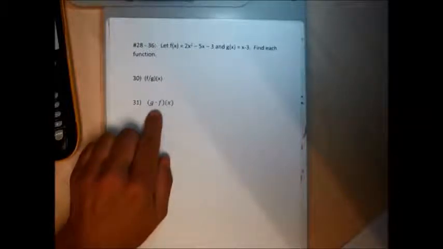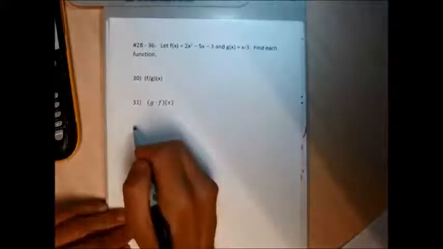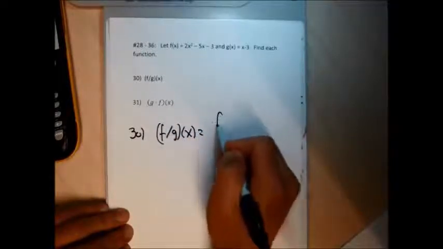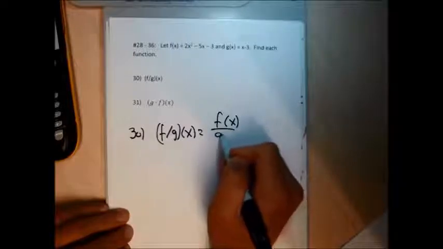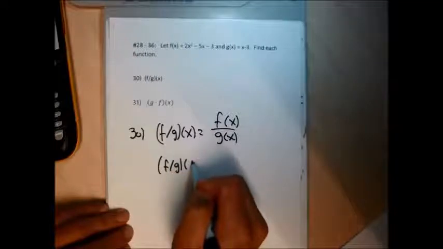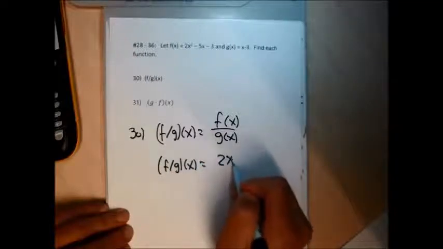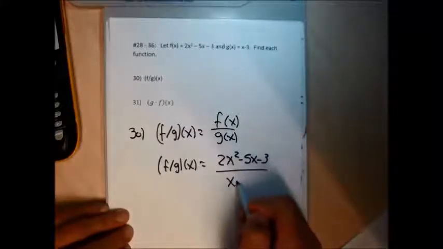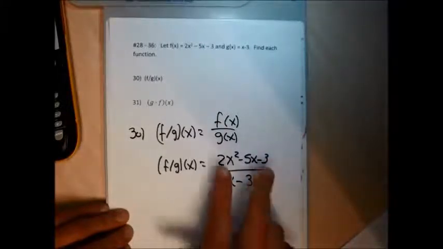All right, so I'll do 30, which is the easier. When you do 31, this is the one where you're going to multiply it out, but you're not going to factor it. When I do 30, f divided by g of x equals a fraction that has f of x in the numerator and g of x in the denominator. So my f divided by g of x is going to equal 2x squared minus 5x minus 3 over x minus 3. I'm going to factor that.